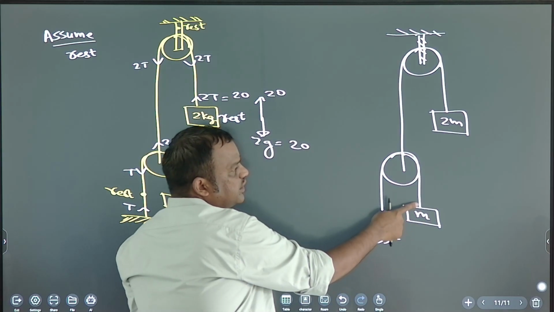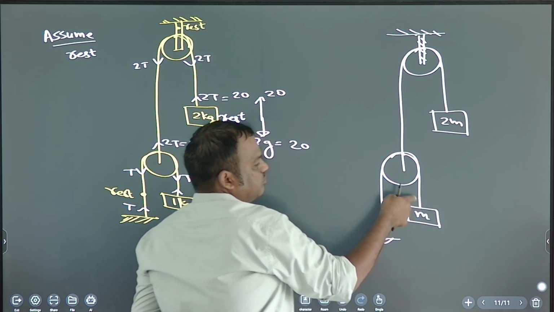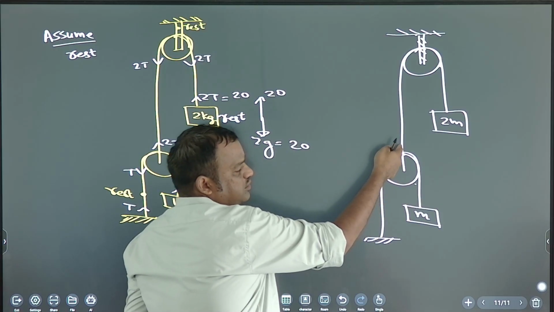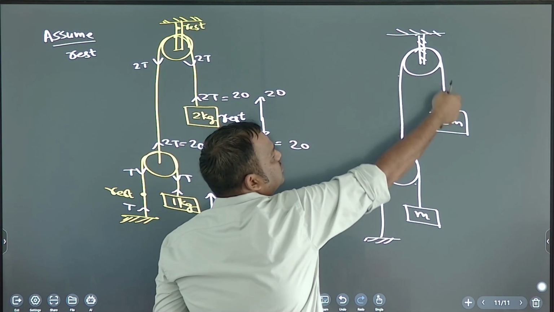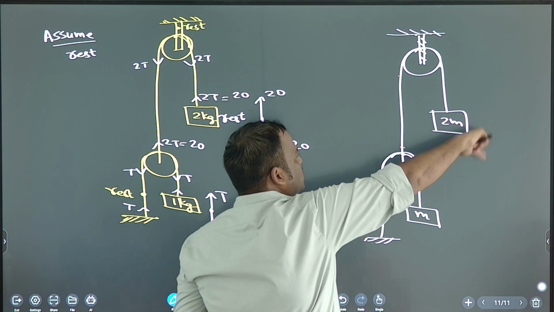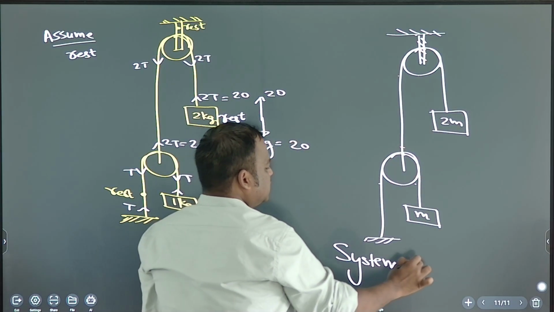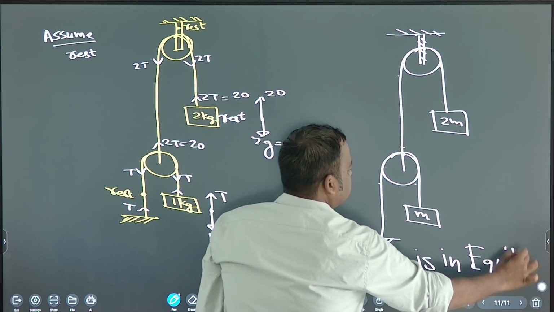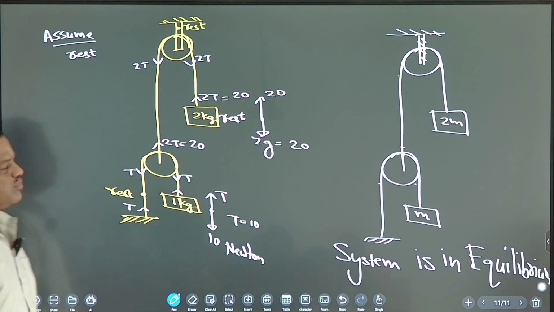Because what is the tension here? T, whose value is mg. Very good. So here mg. So what is the tension here? 2 mg. Very good. So the tension here is 2 mg, here 2 mg, and downward is also 2 mg. So 2 mg, 2 mg cancel. So the system is in equilibrium. Okay.